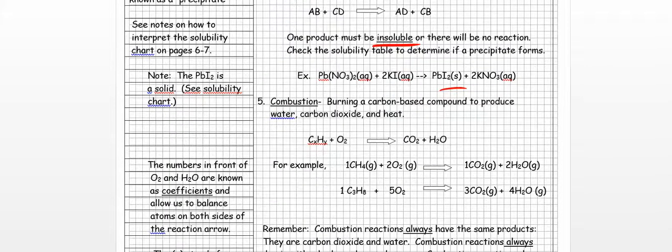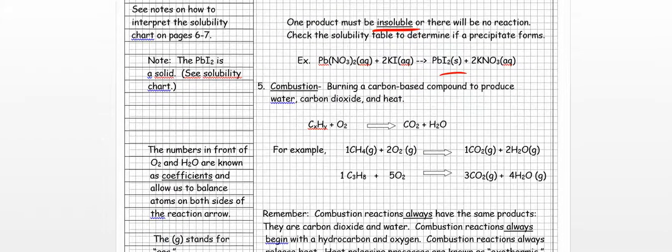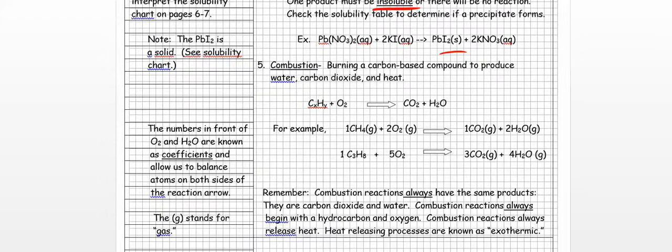In combustion, you're always going to have the same thing. This is a burning of a hydrocarbon. In this case, I've got CxHy plus O2. Some hydrocarbon yields CO2 and H2O. And here's my example. We have methane plus 2 parts of oxygen gas yields CO2 gas and water. Notice I always have the same products, right? Always have the same products.